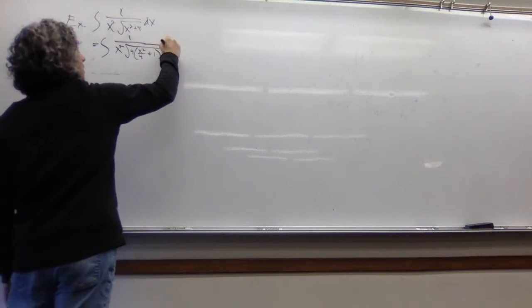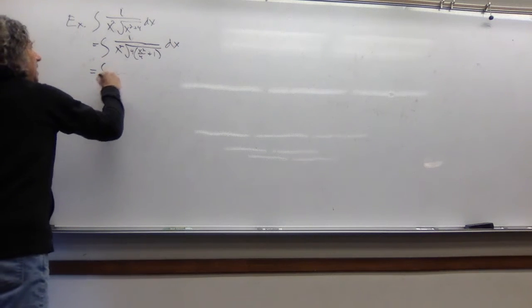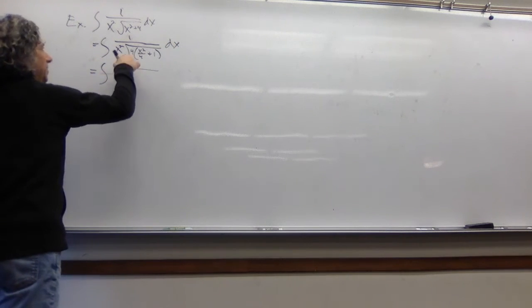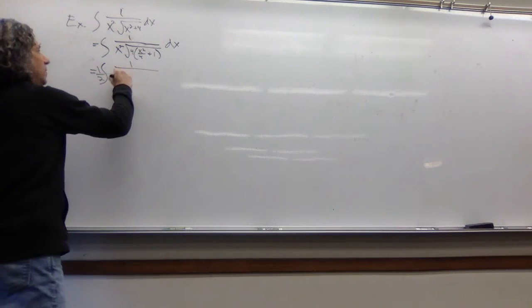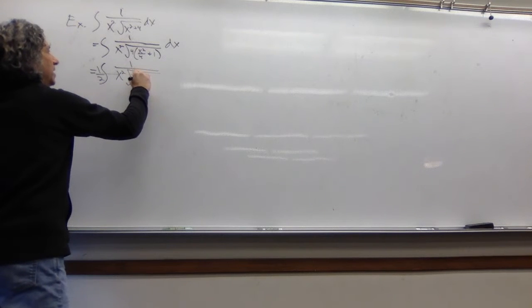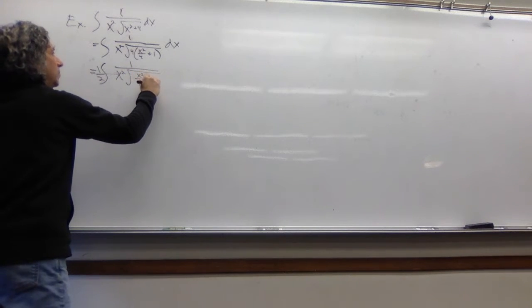I factored out the 4, and let me pull this square root of 4 out. That's just 1/2. So we have x squared. There's the square root of x squared over 4 plus 1.